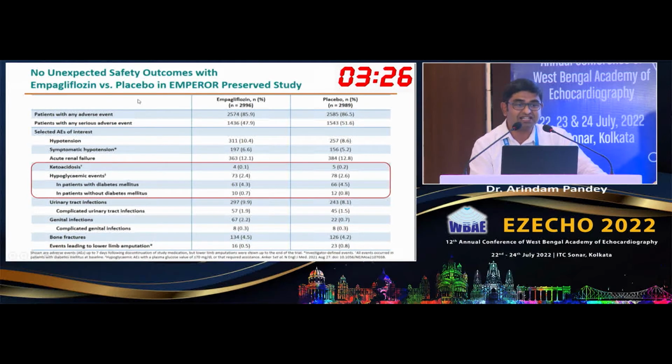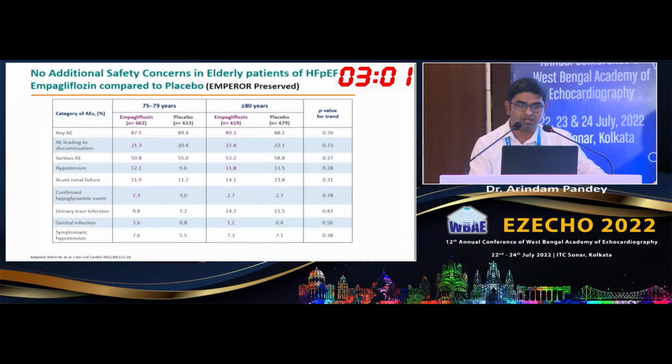So there was no unexpected safety outcome with empagliflozin. This is very interesting because around 50% of patients were actually non-diabetic in this particular trial. So for mycotic fungal infection, we can see there was no statistical difference. Bone fracture, all other complications, AKI, none of them were more significant in the trial arm, probably because of the more incorporation of non-diabetic individuals. So all parts of the trial were encouraging. There was no additional safety concern in the elderly as well.